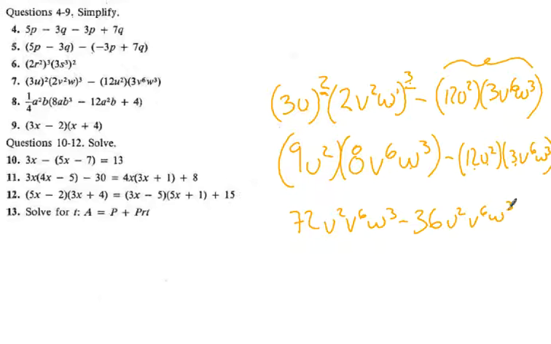And oh my goodness, check it out. We have u squared v to the sixth, w to the third on both sides. That means I can combine them because my variables are identical. Well, if I have 27 of these and I'm taking 36 of them away, how many do I have remaining? Well, 72 minus 36 is 36. And so I have 36 u squared v to the sixth, w to the thirds. And that is my final answer.